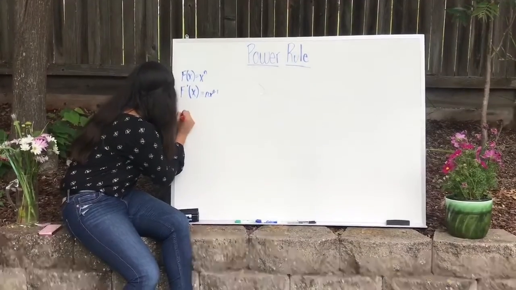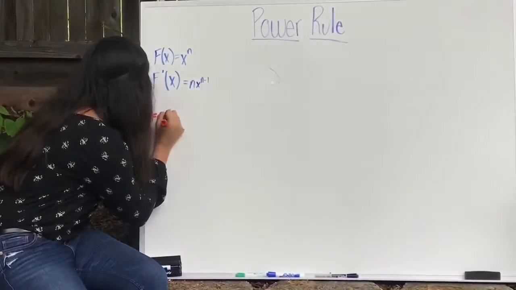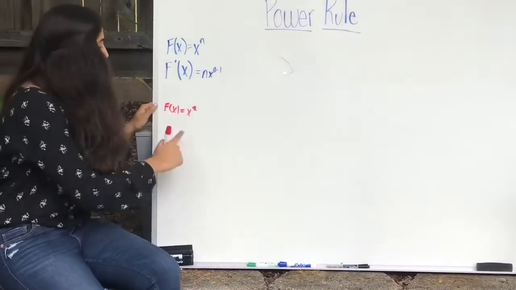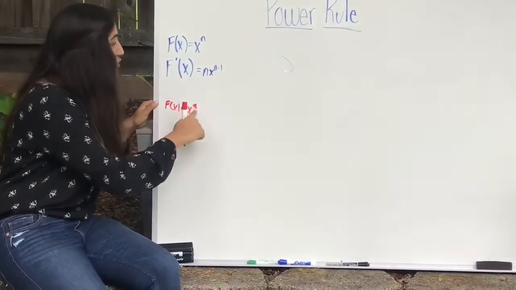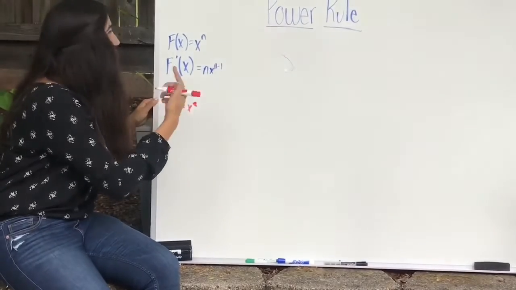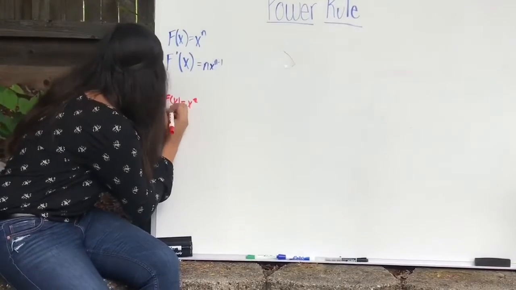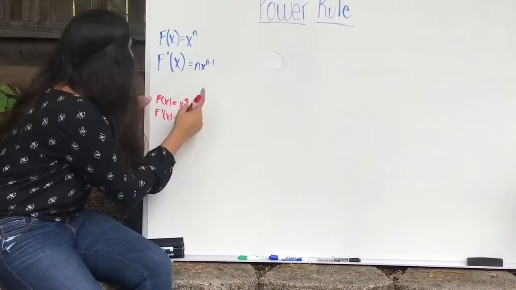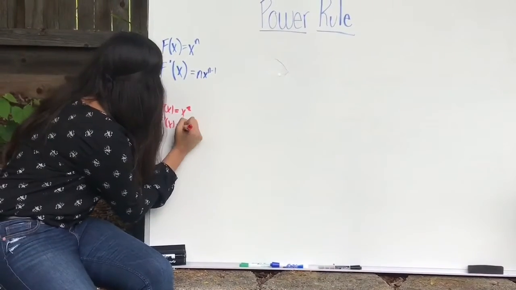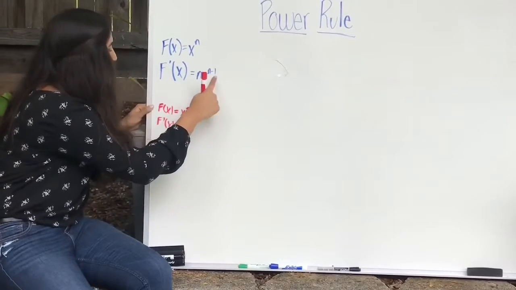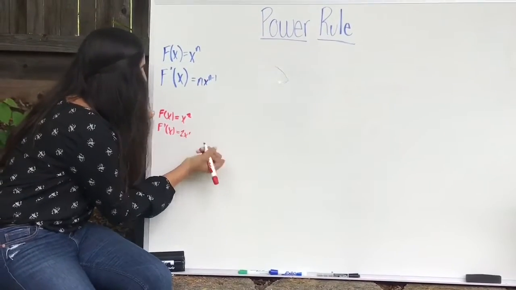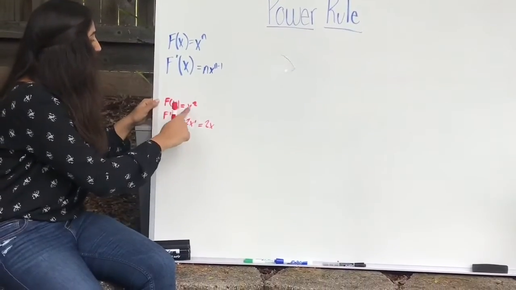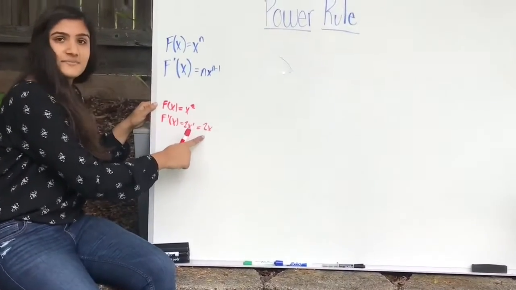So let's say that f of x equals x squared. In this case, x is the x and 2 is the n. So, adopting the power rule, we can see that f prime of x would equal n x, so 2x, n minus 1, so we could just put a 1 here, which basically just equals 2x. So, the derivative of x squared is 2x.